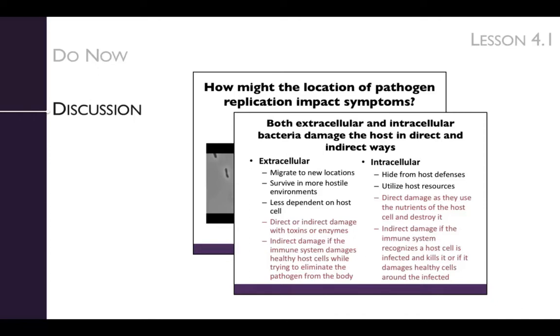As microbes replicate intracellularly in host cells, they often lead to direct damage as they use the nutrients of the host cell. They may also lead to indirect damage if an immune cell recognizes the infection and kills the cell or kills healthy host cells in the process.